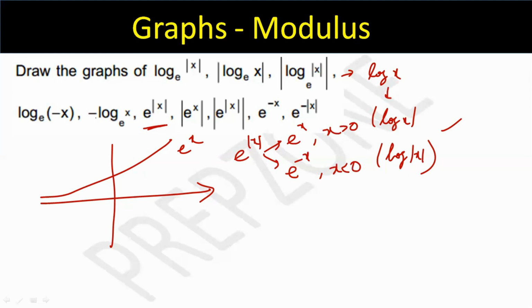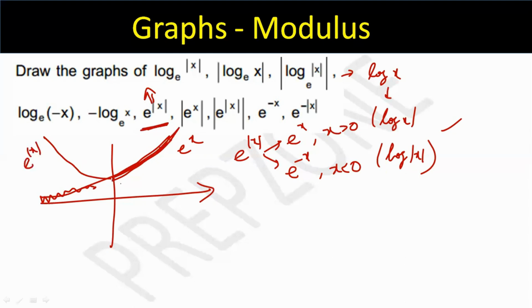Okay? Which means, or what we can say is, see, e to the power mod x is nothing but a graph that is symmetric about the y-axis because it is an even function. So I just plot the graph of e to the power x for positive x, and then I just take its mirror image. That is a shorter way. So we just take the positive value and then take its mirror image across the y-axis. So this is how the graph of e to the power mod x looks like.